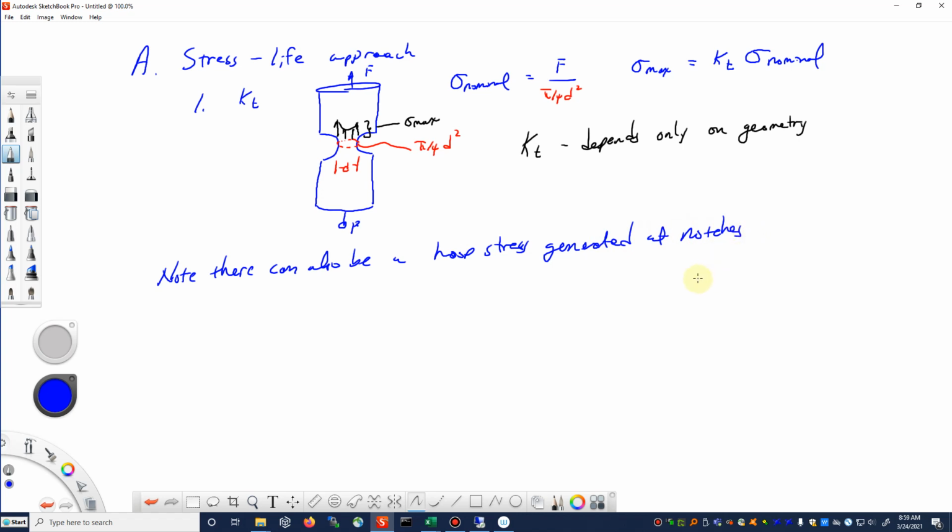So I'll say note that there can also be a hoop stress generated in notches with its own stress concentration factor. If you really get into the details of theory of elasticity, you can compute what that is. If you do a finite element analysis of a component, you can determine what that is or approximately what that would be. But in tables, you just don't see that tabulated.